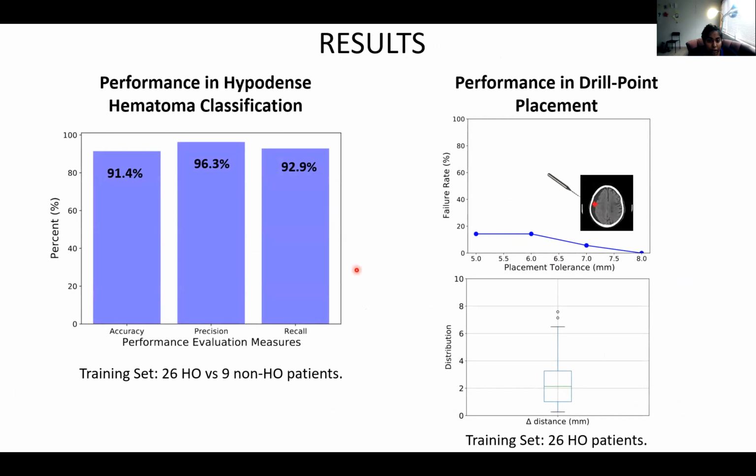The new approach on 35 patients has achieved over 90% accuracy, precision, and recall. The predicted drill position of the approach differs from the targeted value with a median of around 2 millimeter and a maximum of around 7 millimeter. When the placement tolerance, which we've currently set as 5 millimeter between our targeted spot and the predicted spot, is 5 millimeter, the failure rate is 14.3%. But as we increase our placement tolerance to 8 millimeter, the failure rate goes down to about 0.